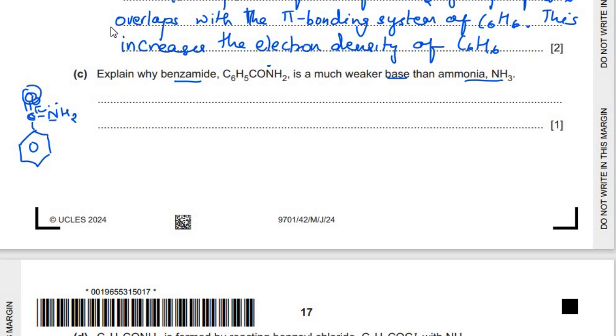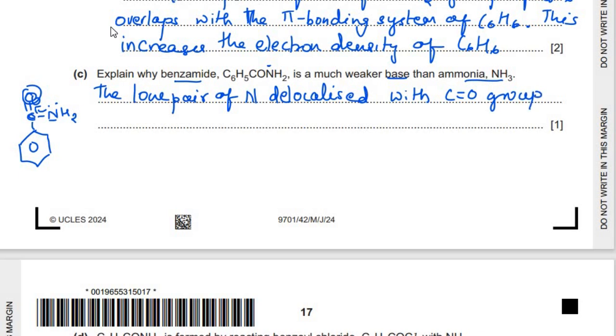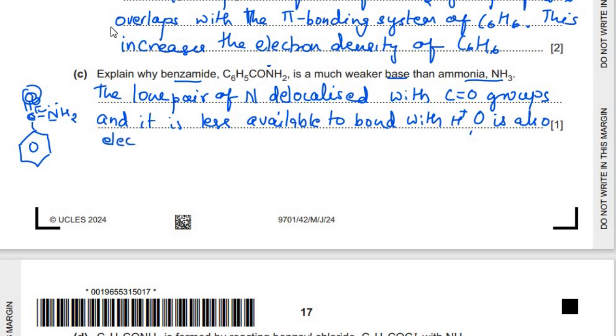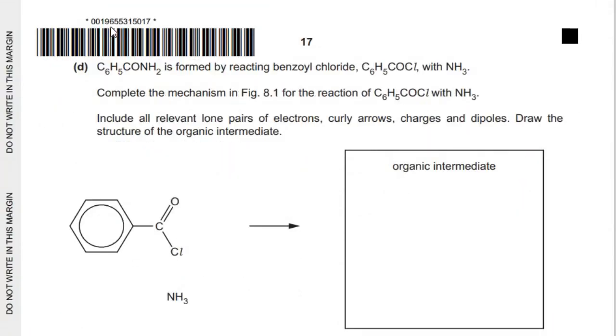So we need to write that the lone pair of nitrogen is delocalized with the CO group, and it is less available to bond with H plus. And oxygen is also electronegative, and because of that, it is going to make the lone pair of nitrogen very, very less available, and that's how it makes it a very weak base.